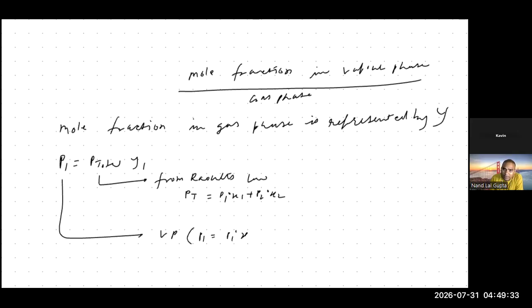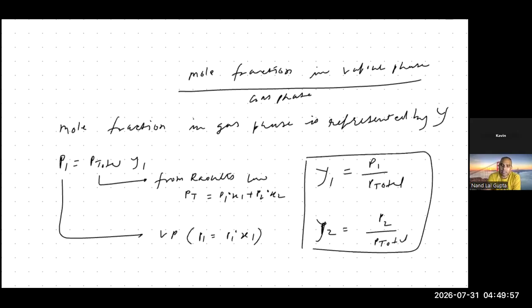So if anybody is asking what is the mole fraction of component 1 in the gas phase, you can divide P1 by P total. And if they are asking for Y2, the mole fraction of the second component, solute, it will be P2 by P total. This way we calculate the mole fraction in the vapor phase. You should know the partial pressure of one component along with the total pressure, so you can get the mole fraction in the gas phase or vapor phase.